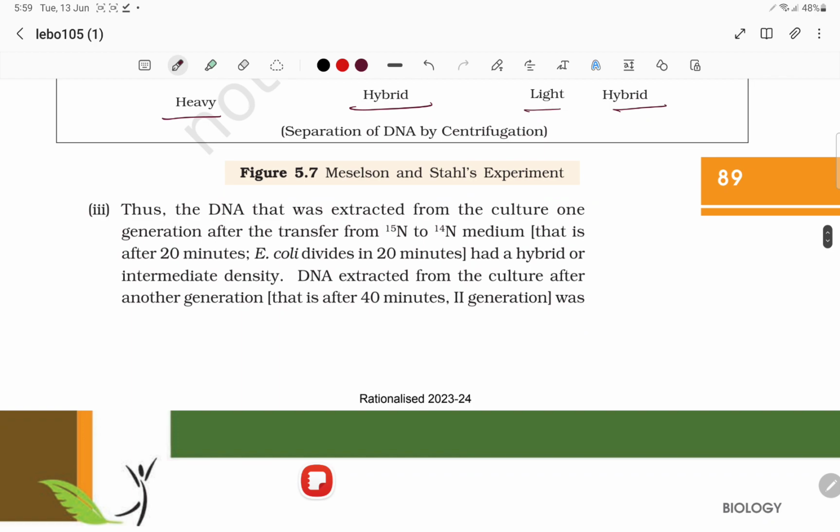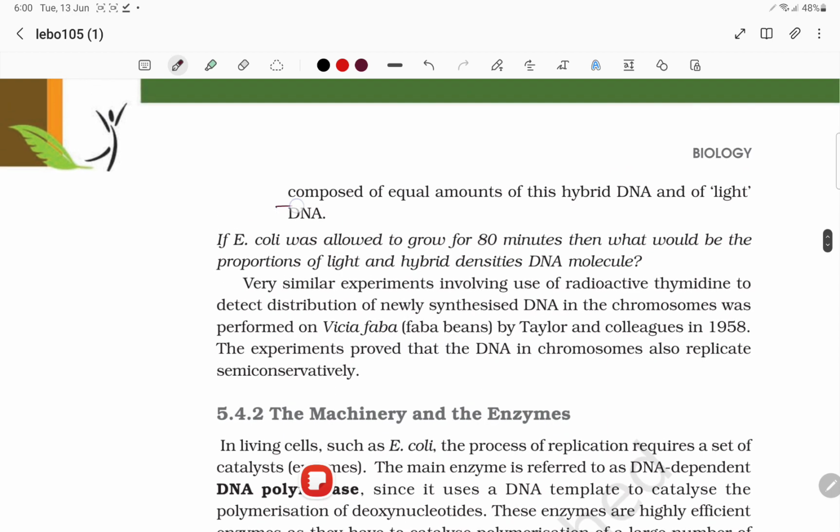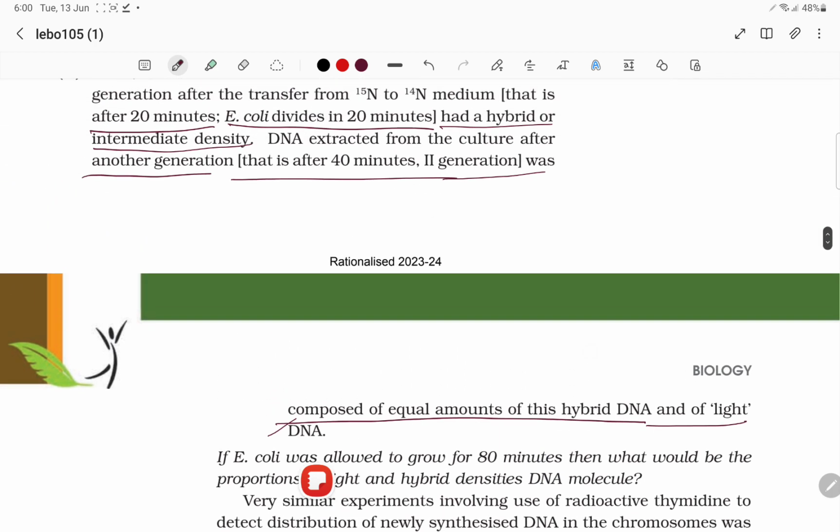Thus, the DNA was extracted from the culture one generation after the transfer from N15 to N14 medium, that is after 20 minutes. E. coli divides in 20 minutes and has a hybrid or intermediate density. DNA extracted from the culture after another generation, thus after 40 minutes, the second generation was composed of equal amounts of hybrid DNA and light DNA. So, if E. coli is allowed to grow for 80 minutes, what would be the proportion of light and hybrid density DNA molecules?